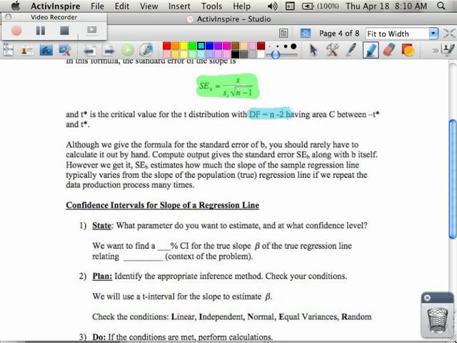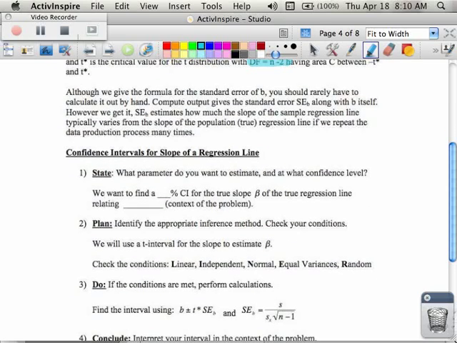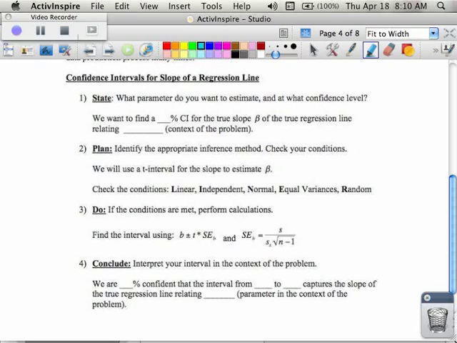So, although we have the standard error of b, it says here you're not going to have to calculate it by hand. We're going to have some kind of output. And when we look at the statistic, we're curious about what's happening with the slope. That's the main focus of this section, the slope of this regression line. And so when we do our confidence intervals, as we're going to see on the next slide, we're going to state what we want to estimate. So we're going to say, just like we have in the past, we want to find a 95% confidence interval for the true slope beta of the true regression line.